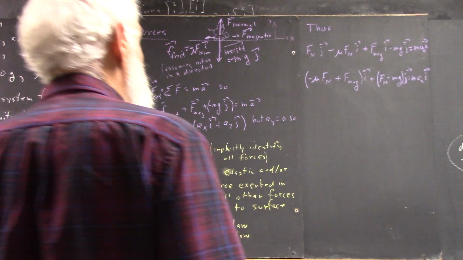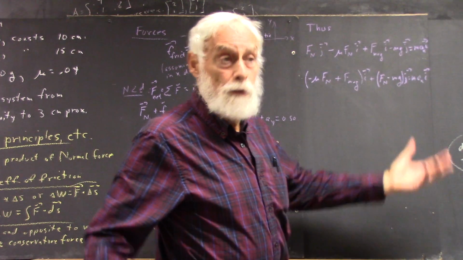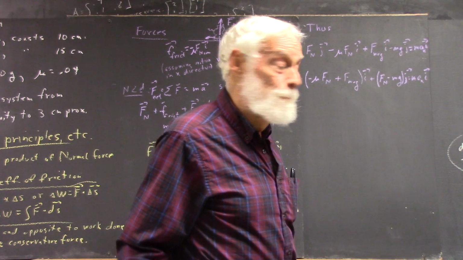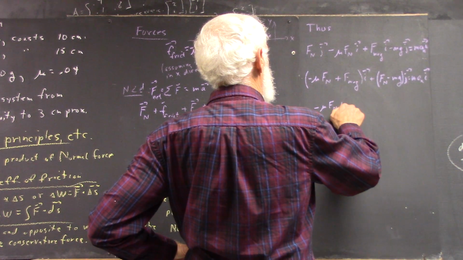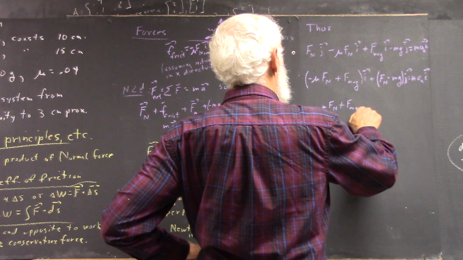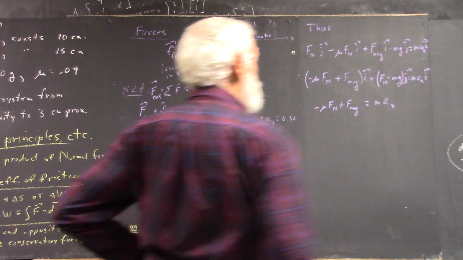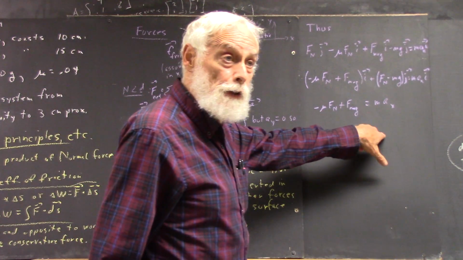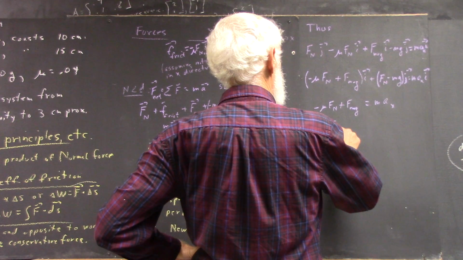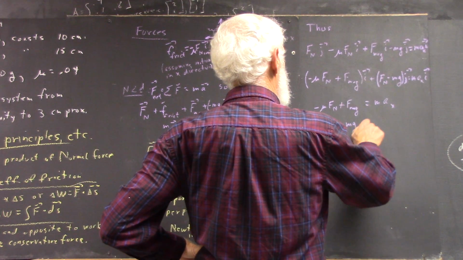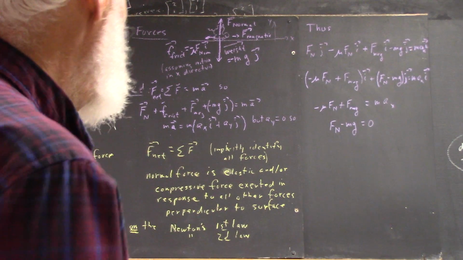It's a simple algebraic rearrangement. There can be no misunderstanding of that. Okay? Now the I and the J are totally independent. Okay? So we get the I components give us this, right? The J components give us this, right? Now this is two simultaneous equations.